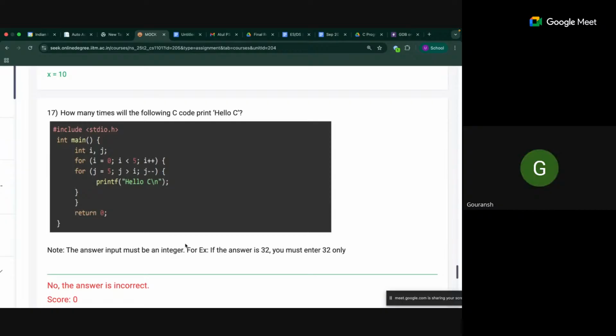15 times? How is it 15? Because the j loop is initialized by the i value. The i loop runs from 0 to 5, and when the i value is 0, the j loop will run from 0 to 5. When the i value is 1, the j loop will again run from 1 to 5, when the i value is 2, the j loop runs from 2 to 5, and when the i value is 3, the j loop runs from 3 to 5.